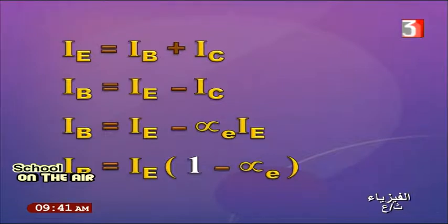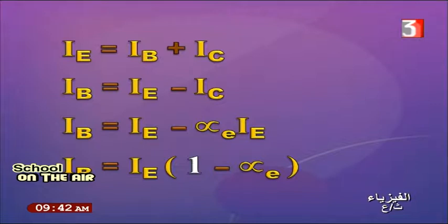Let me remind you of something. Alpha E is the fraction of the emitter current which reaches the collector. That is to say, IC equals alpha E times IE. The collector current equals 90% of the emitter current, simply because the rest flows through the base. And it is always right that the emitter current is equal to base current plus collector current.